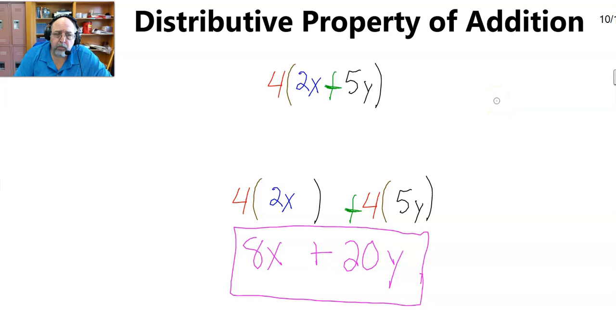All right, guys, I hope that you understand this and these examples helped you.